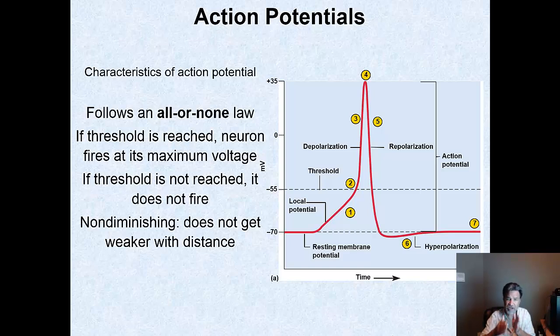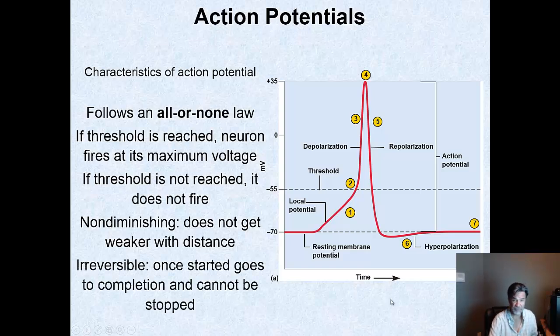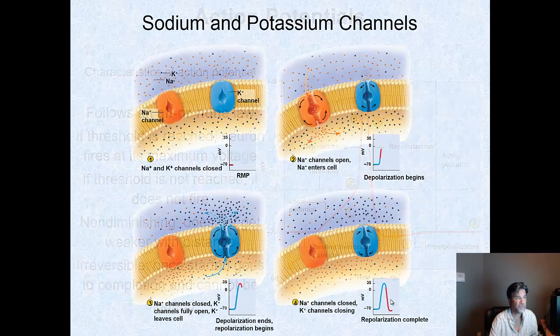The signal does not diminish. It is always this exact height. It is always plus 35. This is always what an action potential looks like. It does not change. This is an action potential each and every single time. So it is non-diminishing. And we'll discuss how it stays non-diminishing later. It is irreversible. Once you've crossed the threshold, that sucker is going down the length of the axon no matter what.